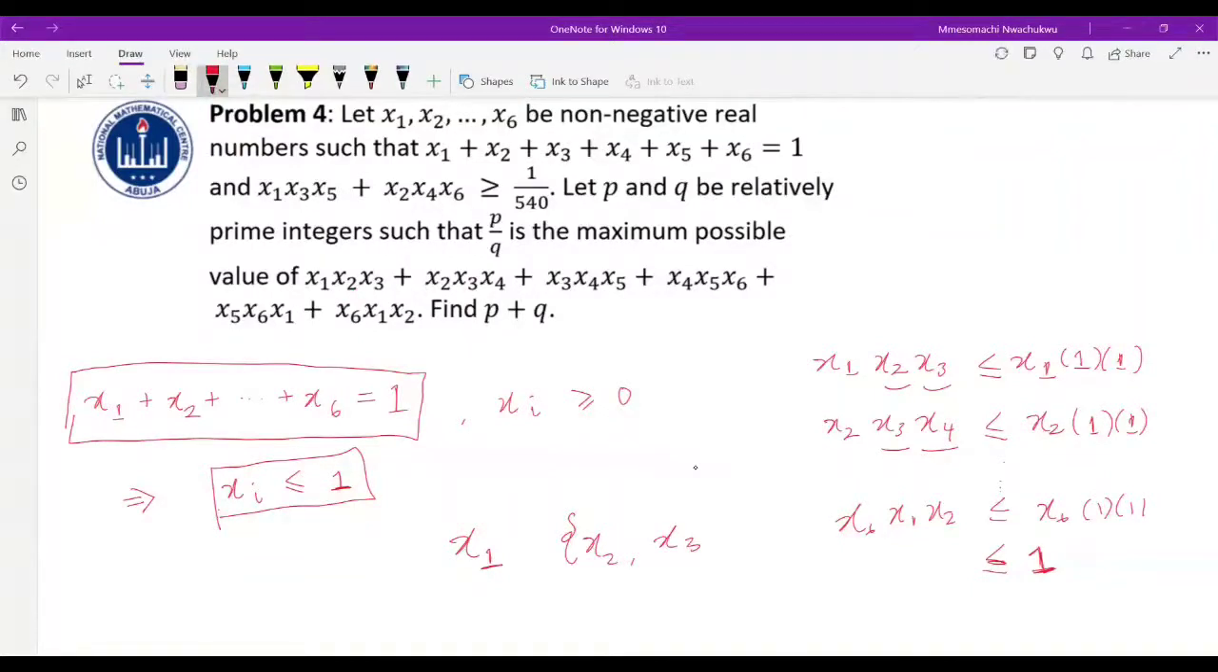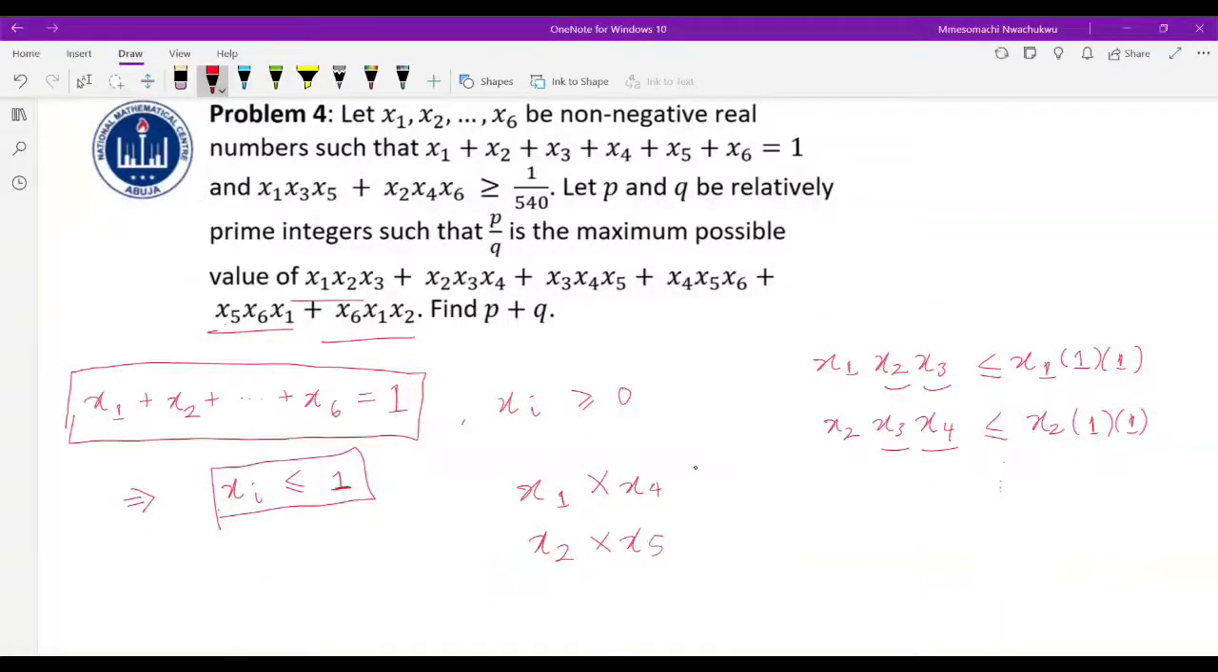Okay, where else does x1 appear? We have x5 and x6, and I think that is going to be all. So x1 doesn't appear where x4 is, and we can do a similar thing for each of those brackets. So we'll say x1 and x4 are not friends. We can see a similar pattern: x2 and x5 are not friends because there's no product that contains x2 and x5. You can check that. And we see that x3 and x6 are not friends.